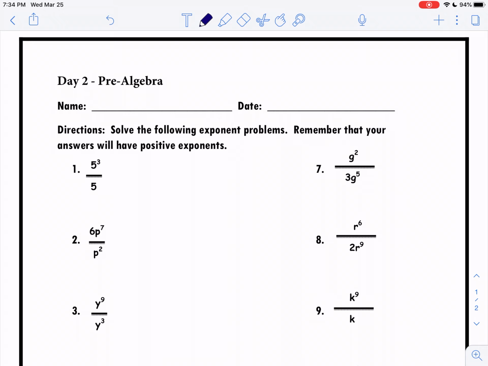Yay! So in day 1 I noticed that a lot of us were struggling, and I reflected on it and realized that these problems were harder than what we had done in class. So after talking with a couple of teachers, I thought we would change it up for today. If you notice, we're still dealing with exponents, but we're using a different rule today. We're going to be using the quotient rule.